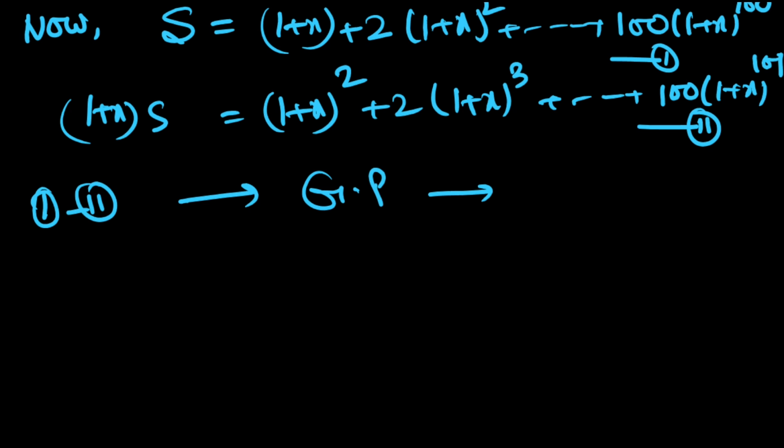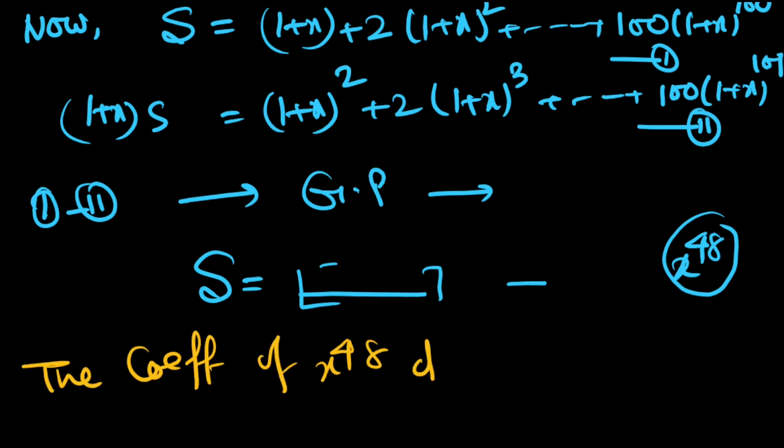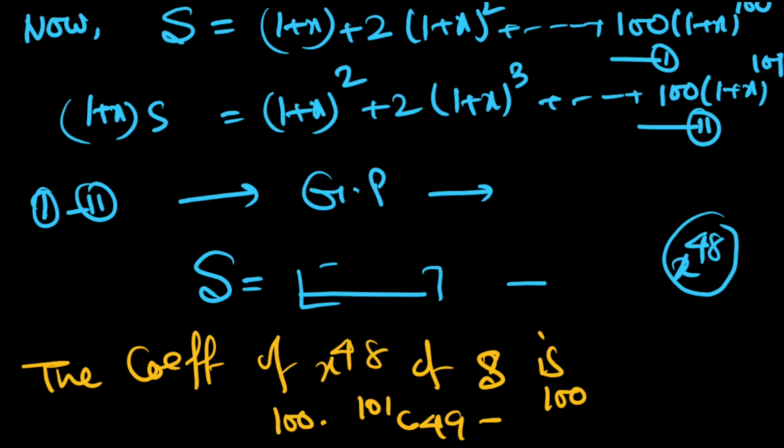and using the GP series sum property we will find the sum S, and this is the nice form we get, and we find the coefficient of x power 48. That is very easy to find in this process, instead of finding the individual coefficients of the expressions. So the answer: the coefficient of x power 48 of S is 100 101C49 minus 101C50. This is the correct and final answer.